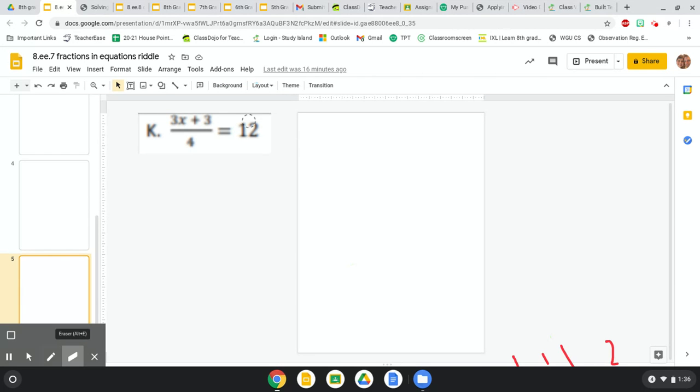Okay. So this one's a little bit different because you'll notice that in the numerator of the fraction you kind of see here, you have a quantity, okay? It's not just one single number. You have a 3x plus 3. That's a quantity, okay? So notice that I automatically put parentheses around that.